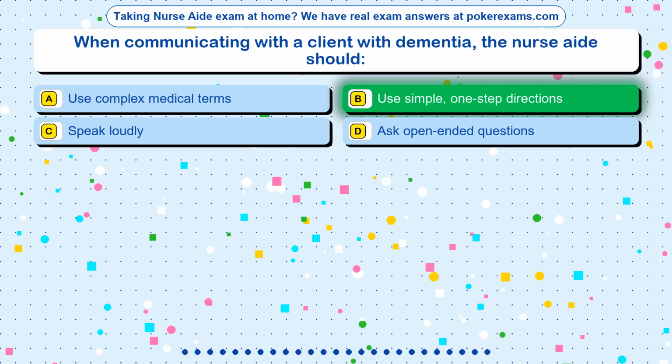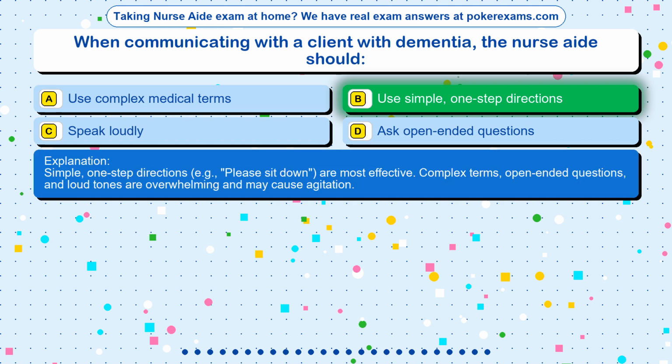The correct answer is option B. Use simple, one-step directions. Simple, one-step directions, for example, please sit down, are most effective. Complex terms, open-ended questions, and loud tones are overwhelming and may cause agitation.